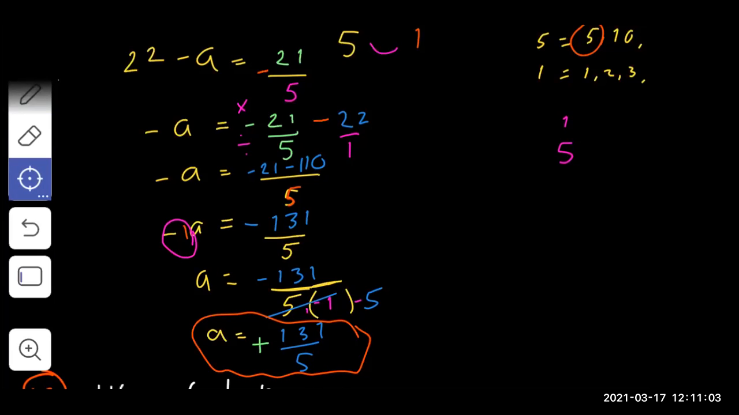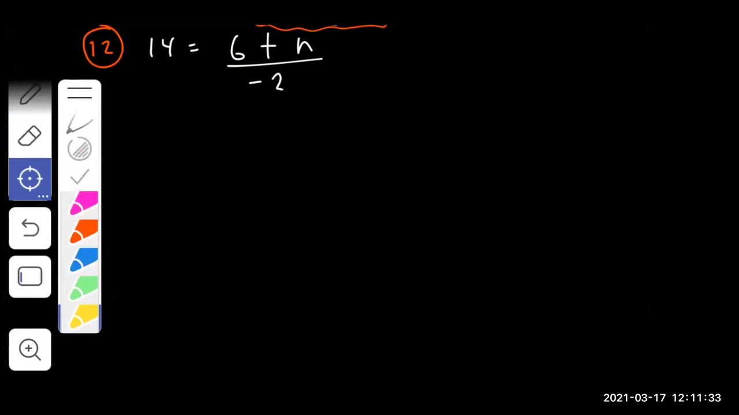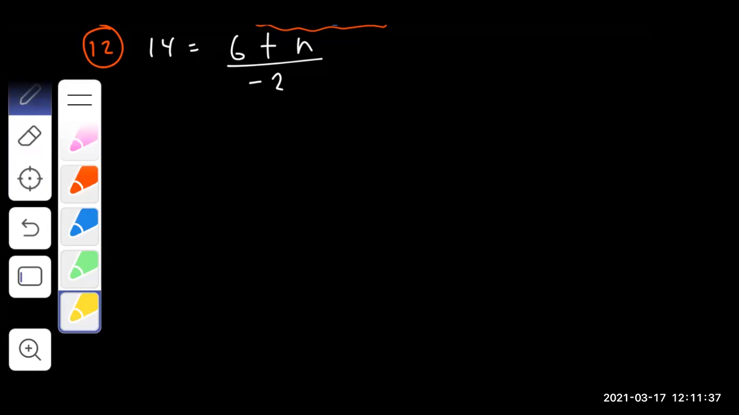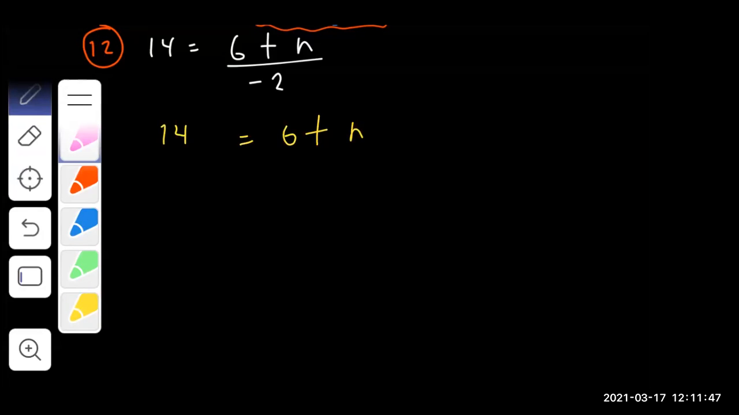Let's have a look at another example. Have a look at this one, guys. First of all, what is bothering me, guys? Just get rid of what is bothering you. This 14 is not bothering me. I will copy the 6, neither the n. What is bothering me is this negative 2.